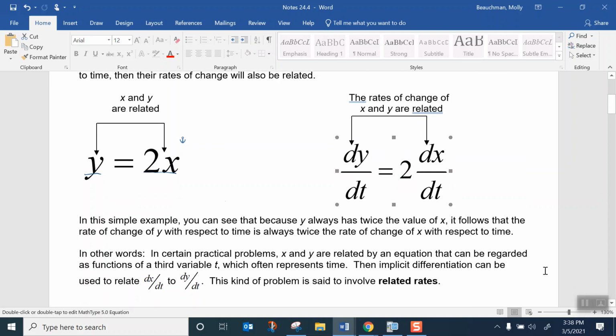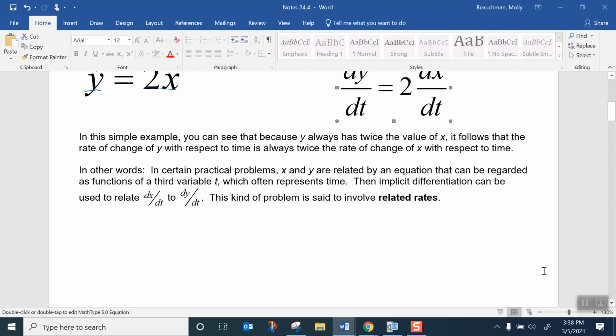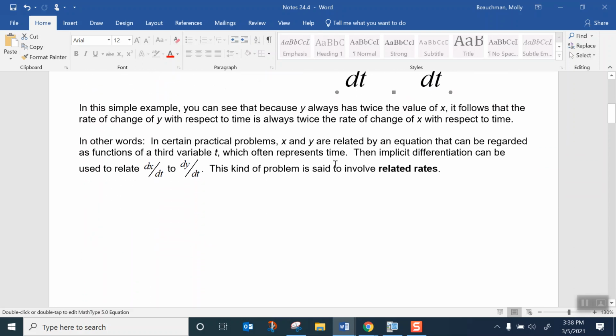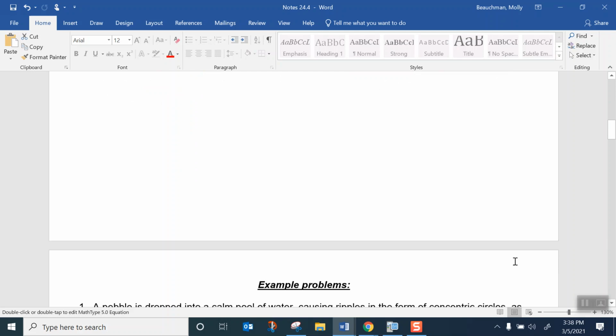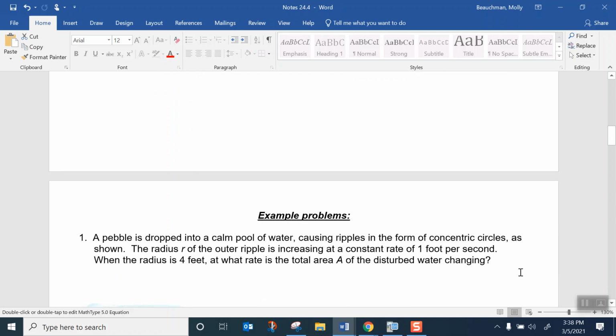In other words, in certain practical problems, x and y are related by an equation and can be regarded as functions of a third variable t, which often represents time. Then we use implicit differentiation to relate dx/dt and dy/dt. This kind of problem is said to involve related rates. So let's think about an example. Let's take a look at a couple of examples.